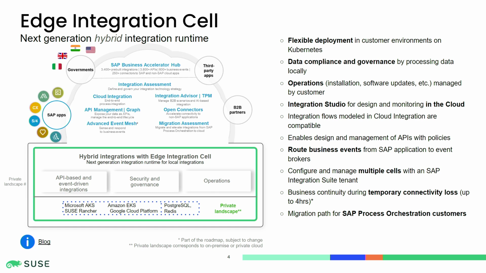There are situations where the reality is hybrid, right? So that's exactly what Edge Integration Cell, as a new offering from SAP, as a new feature as part of the BTP integration suite, is addressing, right? It's the ability to make you compliant in terms of regulations or needs or technical needs, to control what goes or doesn't go to the cloud, right?